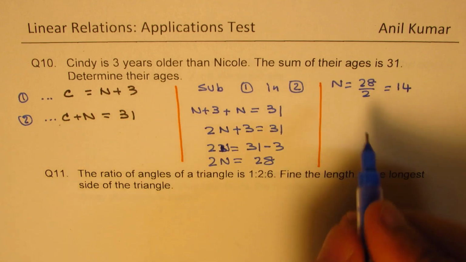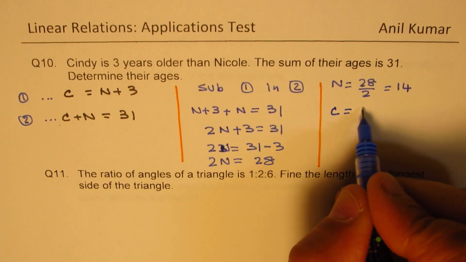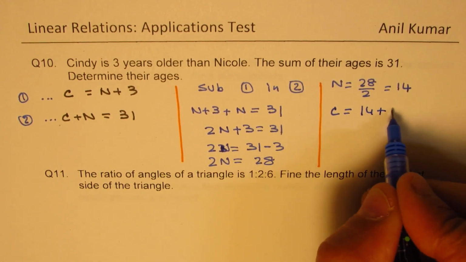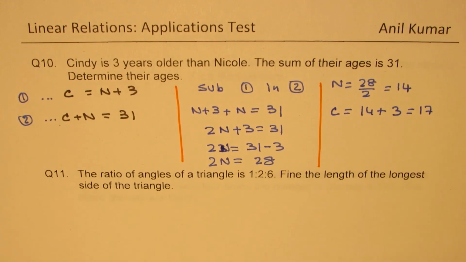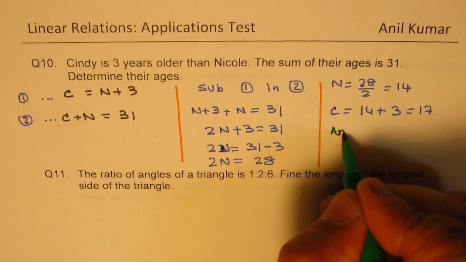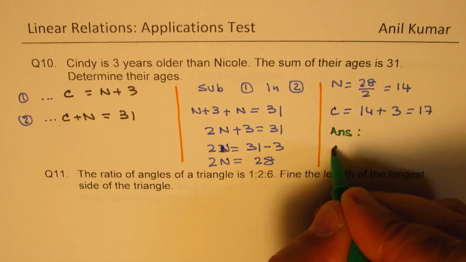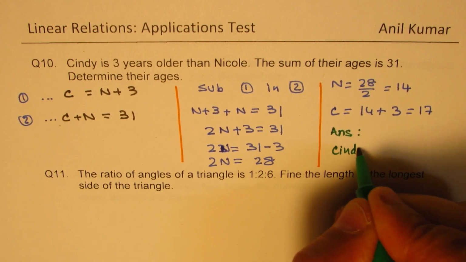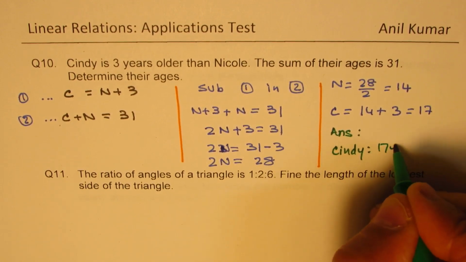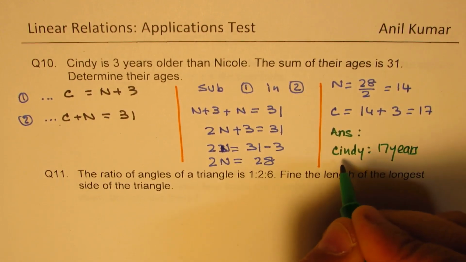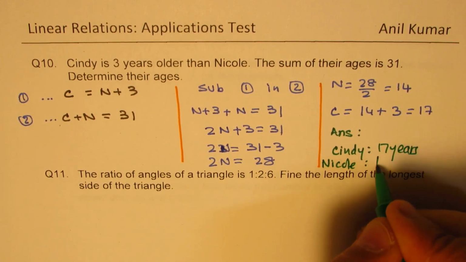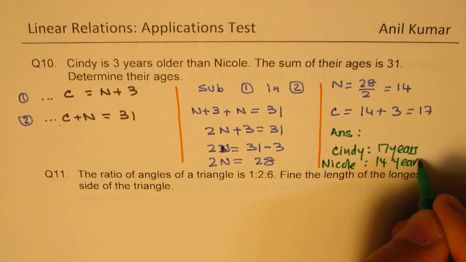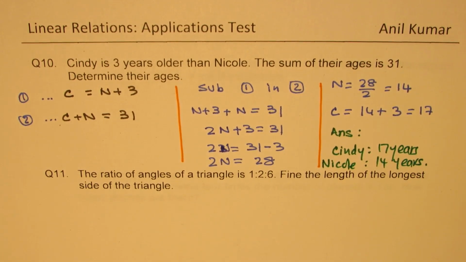Once you know what n is, you can also write what c is. C is 3 more than n, so we get C as 17. So there we go. We get our answer that their ages are, for Cindy, it is 17 years, and for Nicole, it is 14 years. Clear?